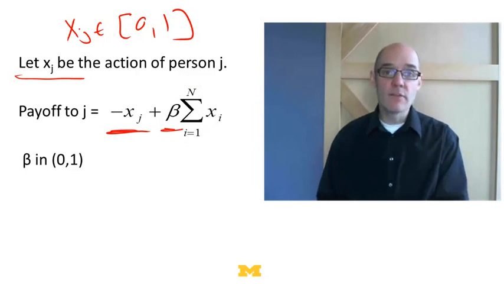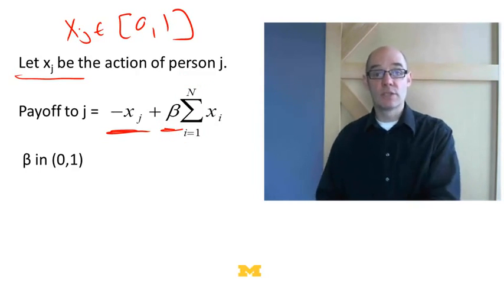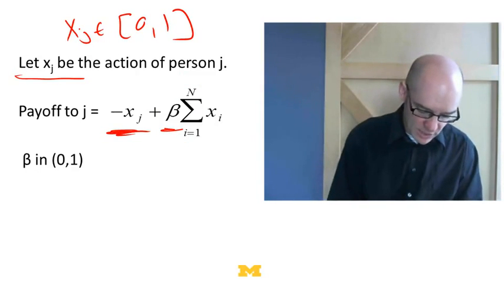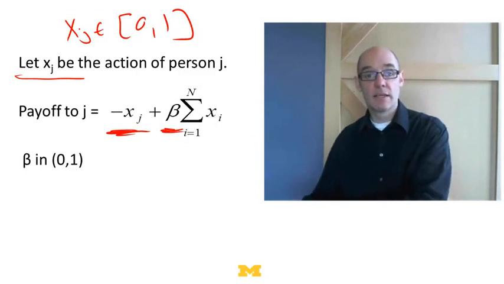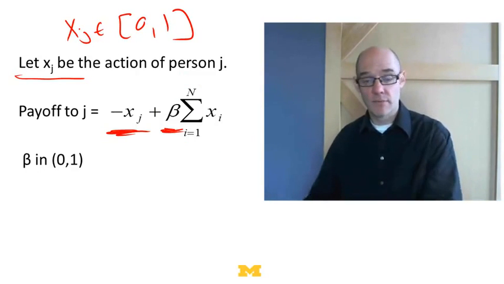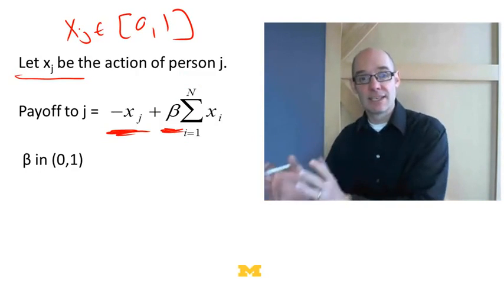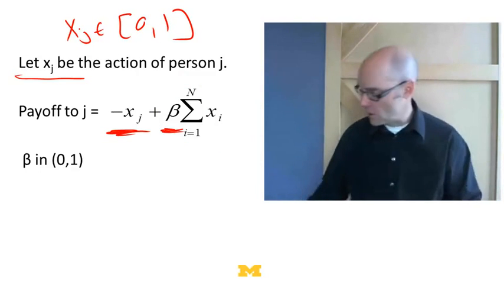If beta were bigger than 1, that would mean it's in my interest to cooperate, because my cost would be minus xj, but then I'd be getting beta times xj, and beta is bigger than 1, so I'd be better off. So we assume that beta is in (0, 1). So my collective benefit from doing this thing is actually less than my individual cost.